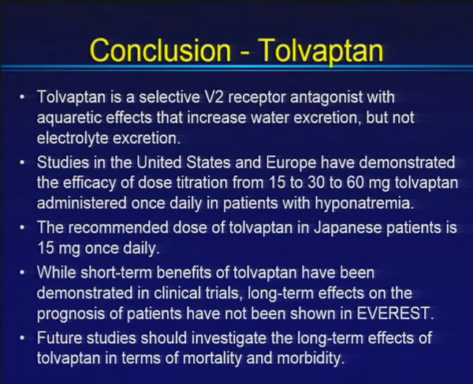While the short-term benefit of Tolvaptan has been demonstrated in clinical trials, the long-term effect on the prognosis of patients has not been shown in EVEREST. So future studies should investigate the long-term effect of Tolvaptan in terms of mortality and morbidity. However, in Japan this drug is indicated, and the Japanese PMDA accepted it as a treatment of volume overload in patients with heart failure. So for 3 years, we can use this diuretic to control water in patients with heart failure.